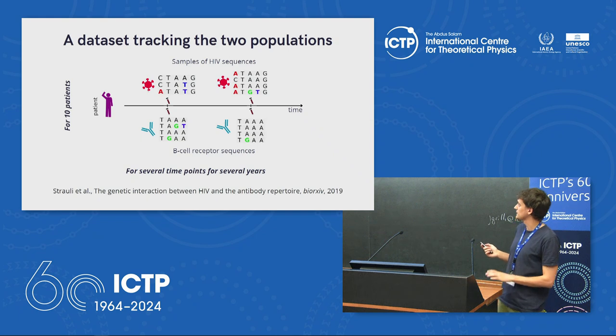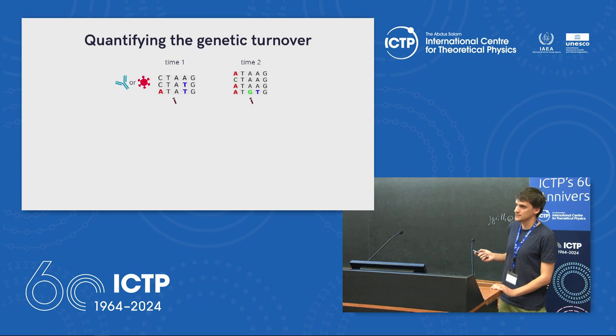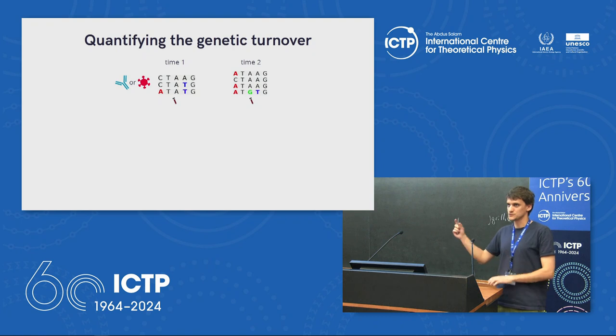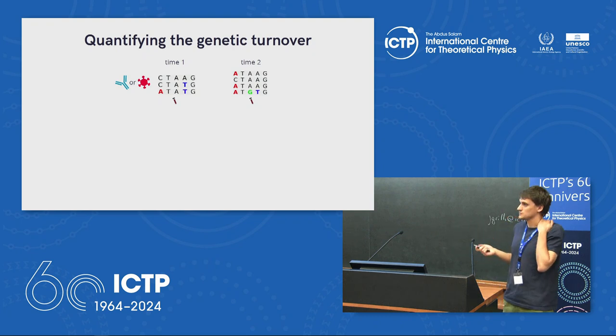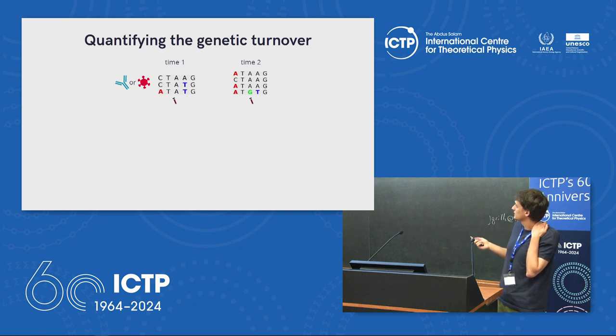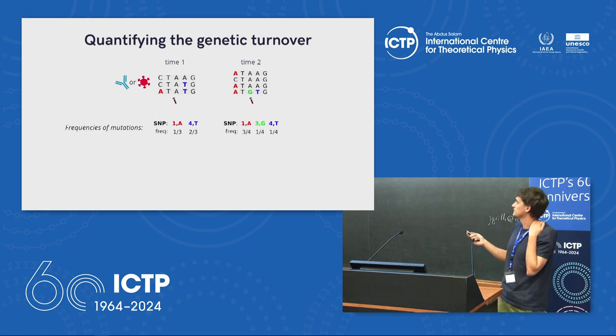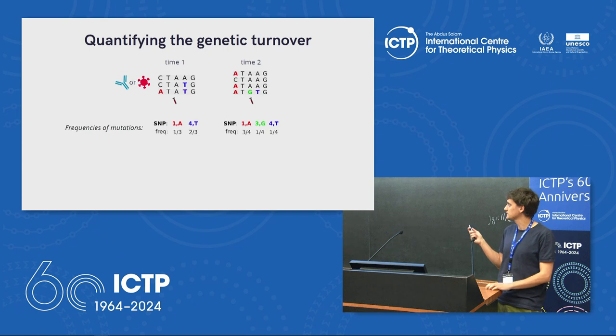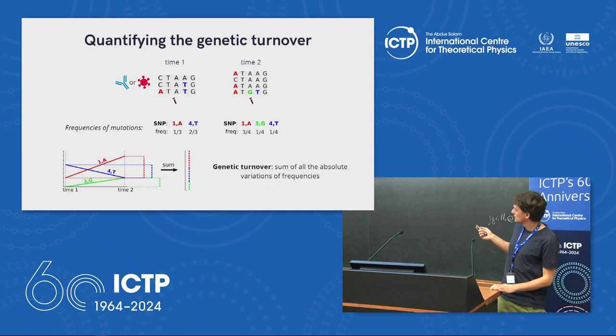Starting from here, we focus on a simple quantity. Imagine that we have sequences at time one and sequences at time two; these can be sequences of the virus or of the receptors. We can count mutations, for example mutation A at position one, and for each mutation we can count the frequency at which it is present in the two time points. We want to quantify how much the genetic composition of the population is changing between the two time points. For each mutation, we compute the difference in frequency in absolute value, and we sum all these absolute changes of frequencies.